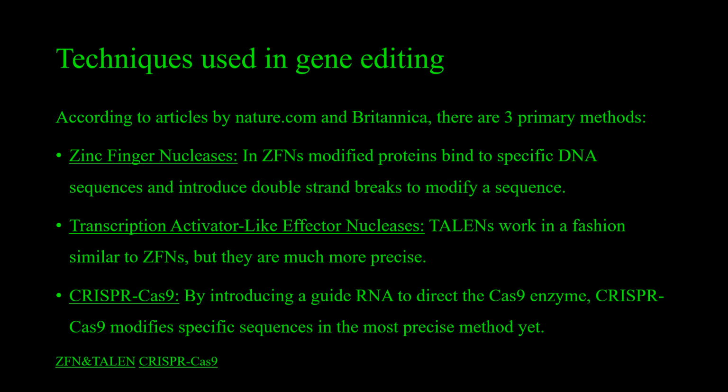Techniques used in gene editing. According to articles by Nature.com and Britannica, there are three primary methods. Zinc finger nucleases: in ZFNs, modified proteins bind to specific DNA sequences and introduce double-strand DNA breaks to modify a sequence. TALENs work in a similar fashion, but they are much more precise. CRISPR-Cas9: by introducing a guide RNA to direct the Cas9 enzyme, CRISPR-Cas9 modifies specific sequences in the most precise method yet.